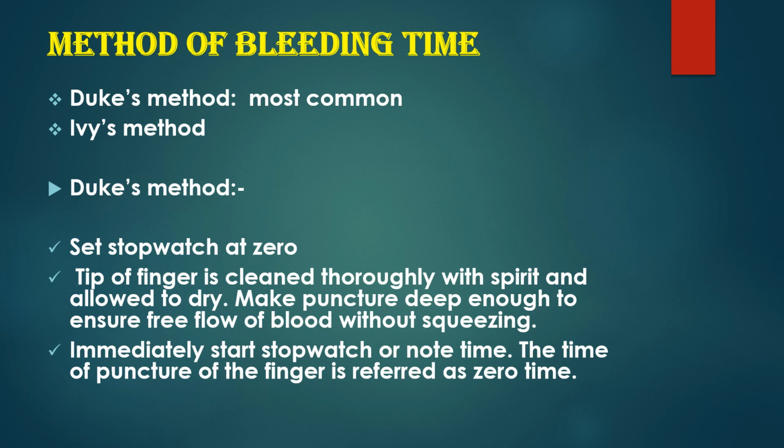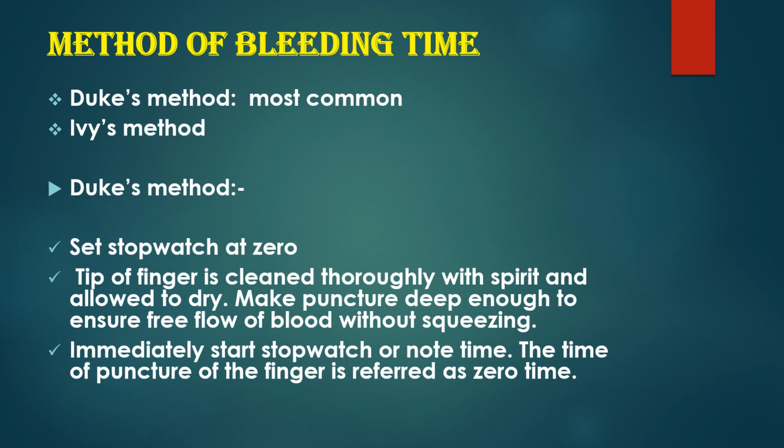What are the methods to estimate bleeding time? There are two methods, Duke's method and Ivy's method. The most common method used is Duke's method. We will learn about it. First, set the stopwatch at 0. Then the tip of the finger is cleaned thoroughly with spirit and allowed to dry. Make a puncture deep enough to ensure free flow of blood without squeezing your finger. Immediately start the stopwatch or note the time.